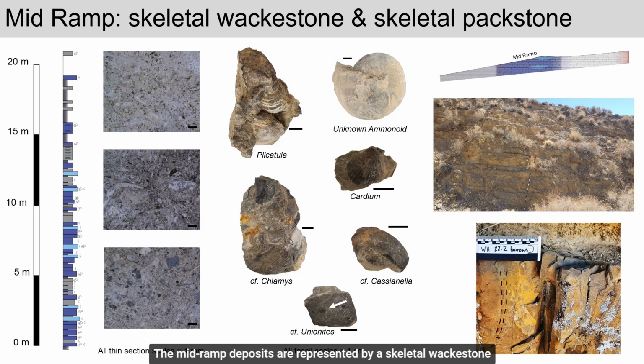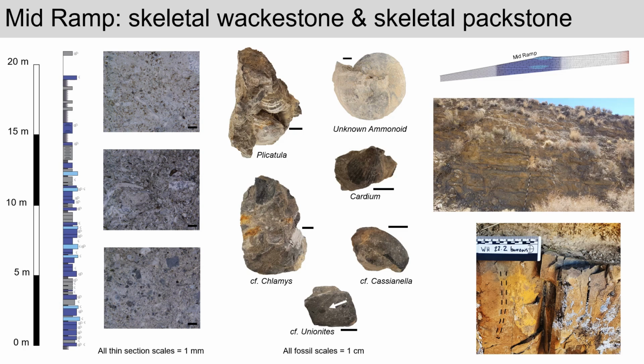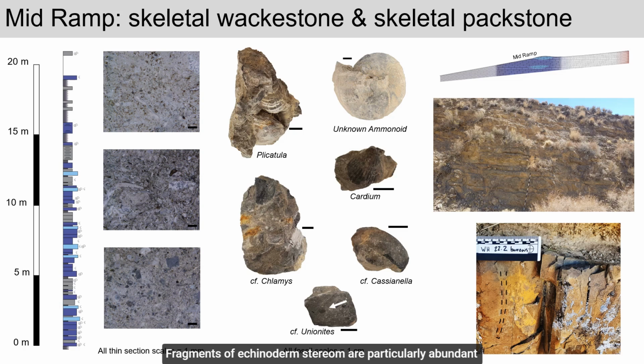The mid-ramp deposits are represented by skeletal wackestone and packstone beds. In thin section, these rocks contain abundant carbonate grains dominated by skeletal fragments and whole fossils. Rare peloids and coated grains can also be found in these facies. Fragments of echinoderm stereome are particularly abundant in some samples, likely owing to a sorting effect from their light porous structure.